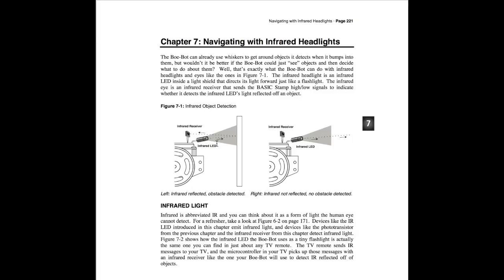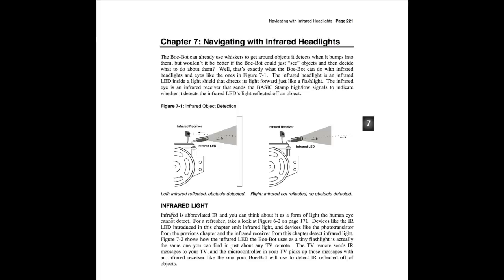The rays coming out of the infrared LED are drawn with this arrow here. And if it bounces off an object, the arrow coming back is infrared light coming into the infrared receiver here. And on the right side, we see that there's nothing to bounce off of, so the infrared LED light just keeps going. It doesn't bounce back, so the infrared receiver doesn't see anything.